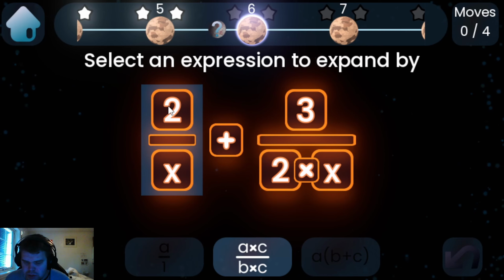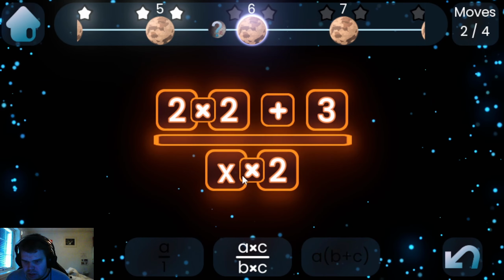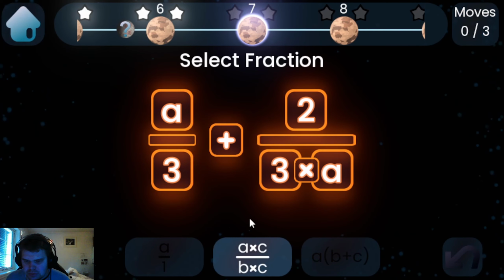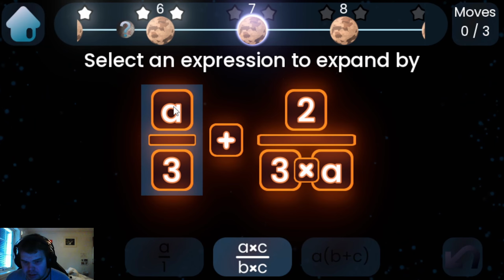I don't have to click on this 2. I could click on this 2 up here. It doesn't matter. I just need to click on a 2, but it makes sense to click on this one, right? Because we want these to be the same. And then I got to clean up the numerator afterwards. Yeah. So this one needs to be expanded by A. Again, it doesn't have to be this A.